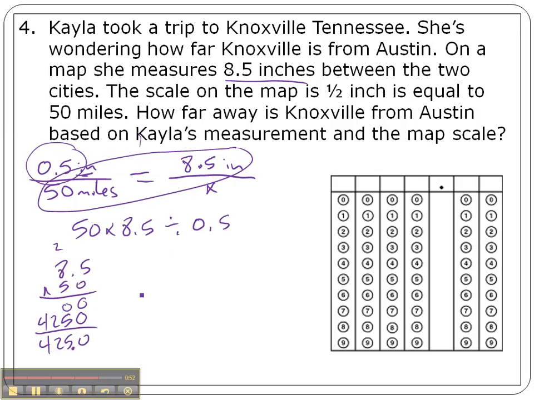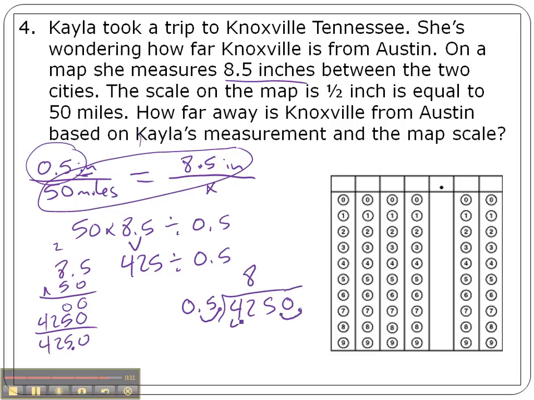4250, and I need 1 decimal place. So this is 425 divided by 0.5. Don't want to divide by a decimal, I want to divide by a whole number, so I move that decimal 1 place to the right, and move that decimal 1 place to the right, add a 0. Okay, so 8, 5, and 0. So x equals 850 miles.